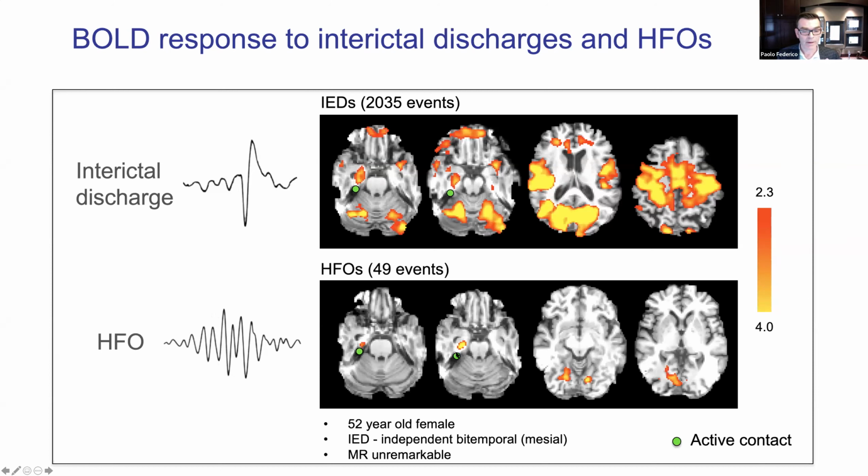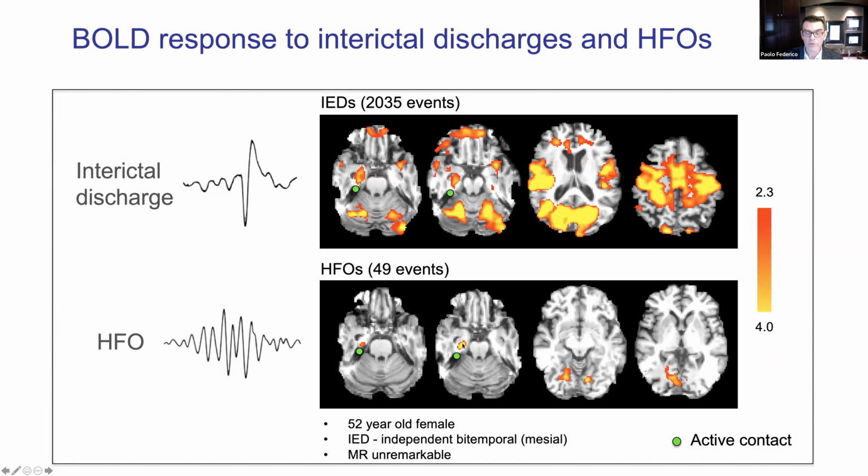We can see that high frequency oscillations are typically associated with a much more limited bold response in this patient compared to the intracranial discharges. And what's interesting here, I forgot to mention, is it's difficult to see any bold response immediately in the location of the electrode because of signal dropout. But what we can see here is that we're presuming that HFOs are present here, but we identify areas in the brain where HFOs probably exist as well.